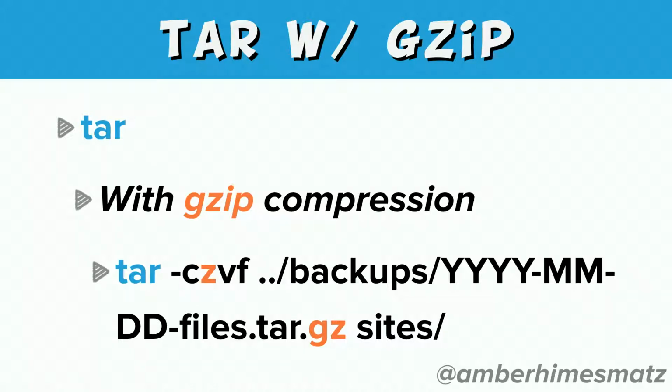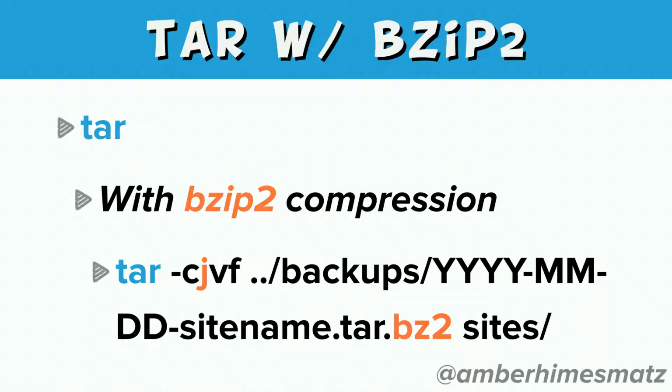So you can have a nice archive for that. If you want bzip2 compression, just replace the Z with the J and you get bzip2. It's just your preference. A place I used to work at, the guy really liked bzip2, so that's how I learned that. But it's just two different archiving formats.